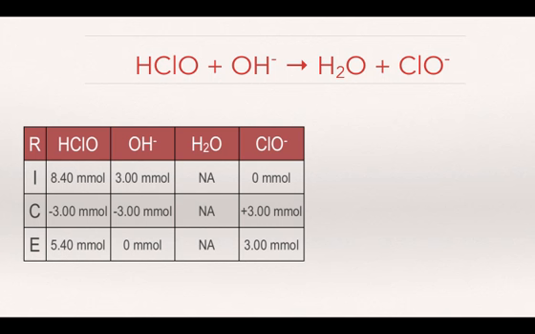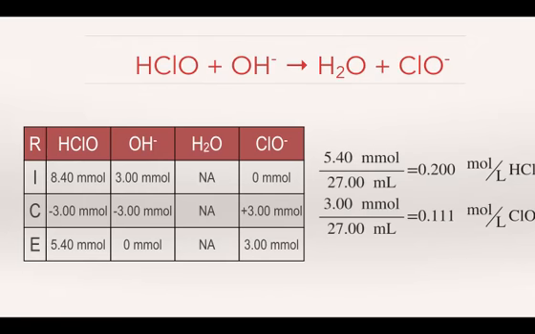Now, because we have changed the volume, we need to calculate what the concentrations of these compounds and ions are so that we can use them in our next part. So we simply take how many millimoles we have and divide it by the total volume of the solution. Because we had 15 milliliters of hypochlorous acid and we added to that 12 milliliters of sodium hydroxide solution, we now have a total volume of 27 milliliters.